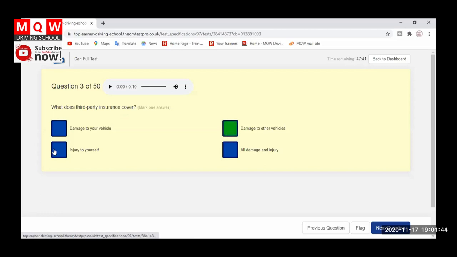Injury to yourself. Again, they're talking about a third person. So all damage and injury, so they didn't take one. So only one answer is related to the third party, equal to other. So that's like English and English, equal same words. Okay, that's it. I don't want to flag. I'm 100% sure. I'll go to the next one.